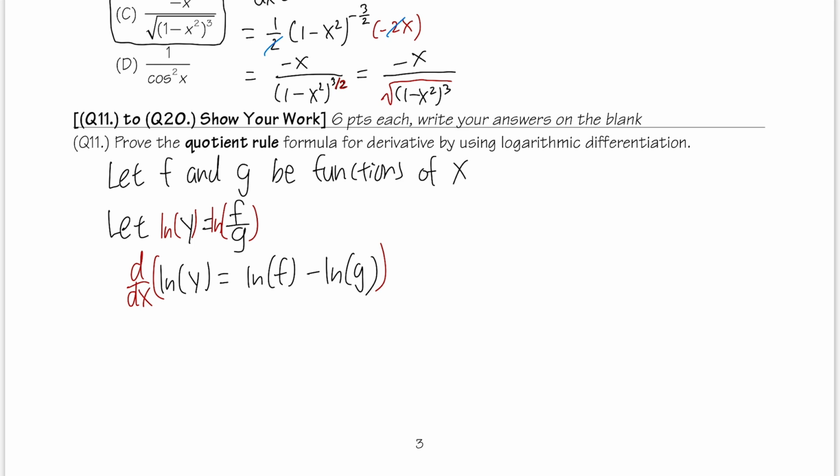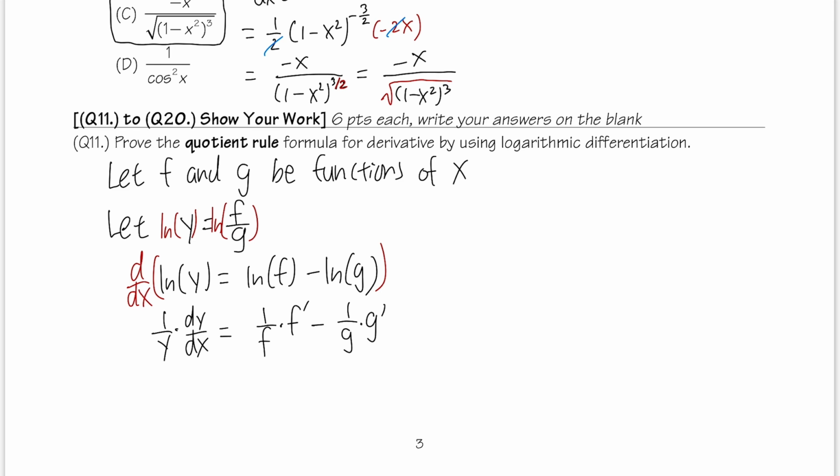Take the derivative of ln y, we get 1 over y times dy dx. The derivative of y with respect to x, we need that dy dx. Next, we have ln f. The derivative of that is 1 over f. And you can write down df dx, but you know the quotient rule formula, we'll be using f prime. Minus the derivative of ln g is 1 over g, and again, g is a function of x, so we multiply by g prime.